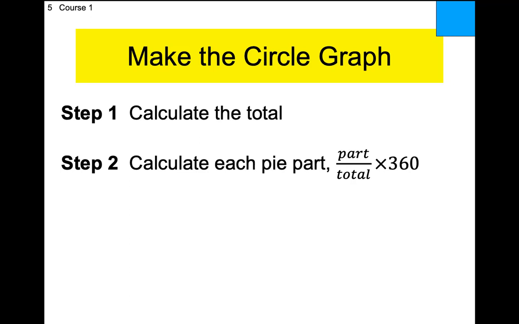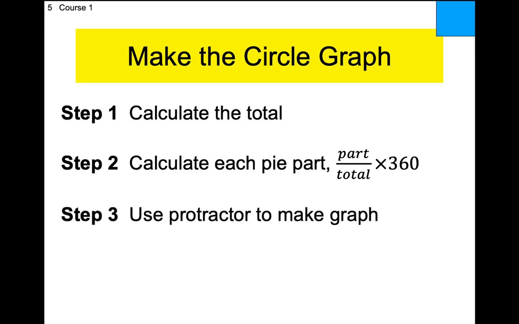You'll get a different number each time. Lastly, you're going to take those parts that you just calculated, in percents and in degrees, and you're going to make the circle graph. Okay, you do need a protractor to do this. So there's really only 3 steps. Once you get the hang of it, it's actually pretty simple.